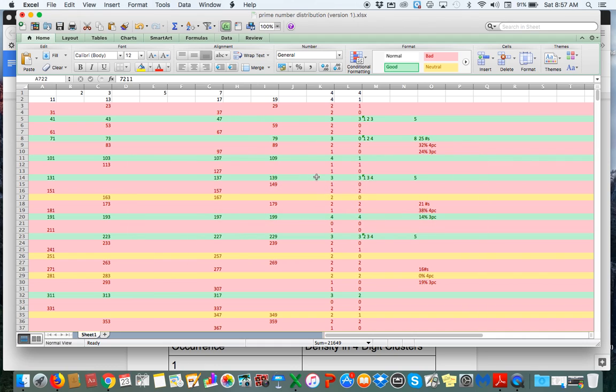Okay, here's this Excel spreadsheet grouping the prime numbers into groups of 10, so like 0 to 10, 11 to 19, and so on and so on. Within each group of 10, there are potentially up to 4 prime numbers, and the green rows that you see are the rows in which there are 3 or 4 prime numbers, which I'm calling a 3 prime cluster or a 4 prime cluster.